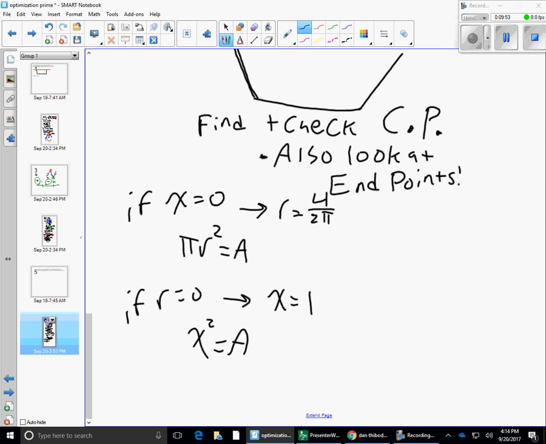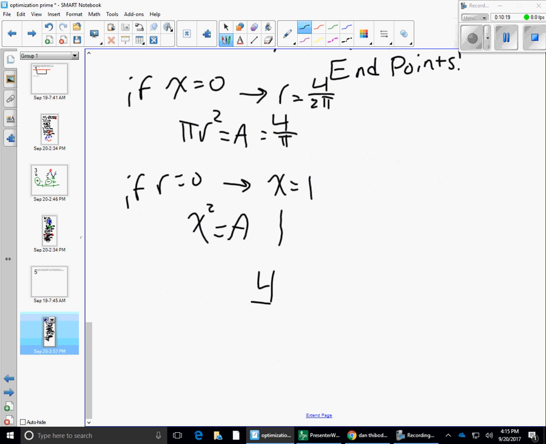So let's look at these. Well, 1 squared, well, that just gives us 1. Pi times 4 over 2 pi squared, well, that would give us 4 squared divided by 4, so 4 again. And then divided by pi squared times pi would be over pi. So now we have these 2 points to consider, 4 over pi and 1. And really, 4 over pi is very similar to 4 over 3. And we can say this without a doubt. And so this would be our maximum.